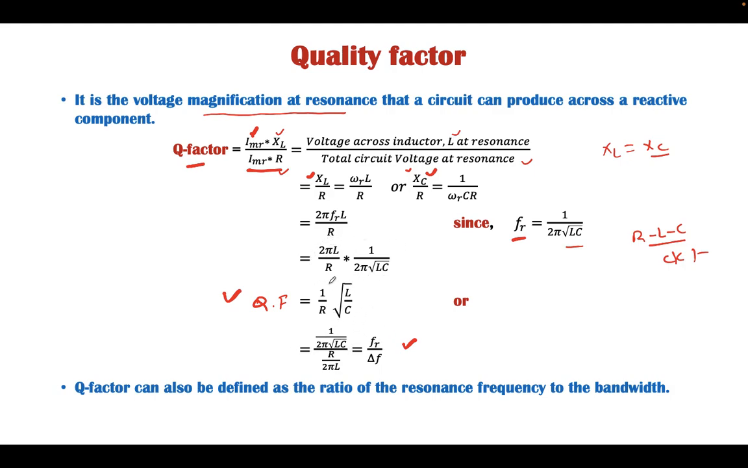In this equation, this function is nothing but R by 2 pi L, which is equal to the bandwidth delta F, whereas this function is the resonant frequency FR. Hence quality factor can also be defined as the ratio of resonant frequency to the bandwidth.